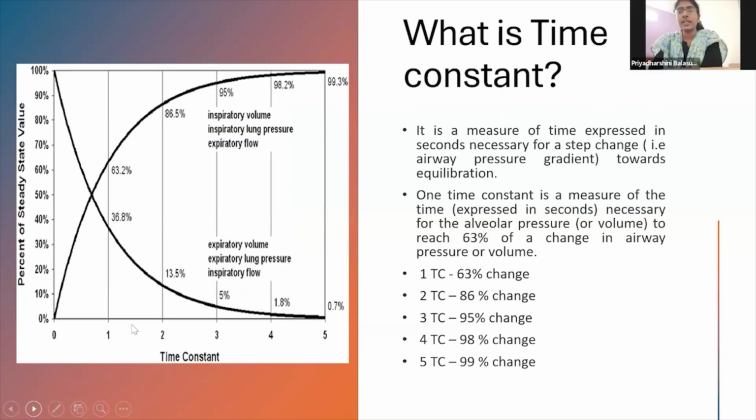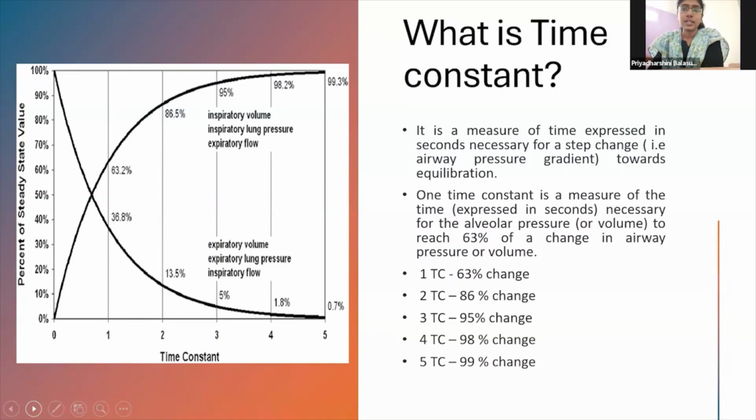So, by definition, it is a measure of time expressed in seconds necessary for a step change towards equilibration. So, it is the time taken for alveolar pressure to equilibrate with the proximal airway pressure. One time constant is a measure of time necessary for the alveolar pressure or volume to reach 63% of change in airway pressure or volume. So, one time constant is the time taken for 63% of change, and two time constants is 86%, three time constants is 95%, and so on to five time constants of 99% change.